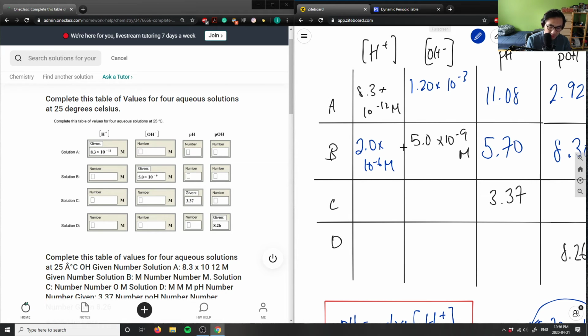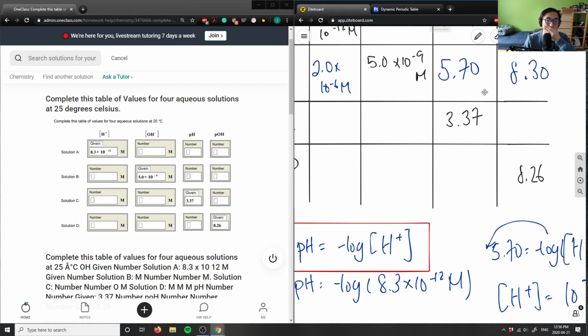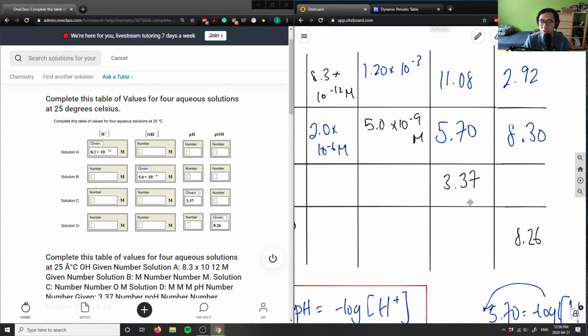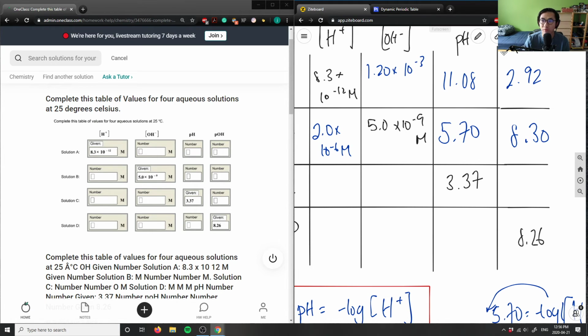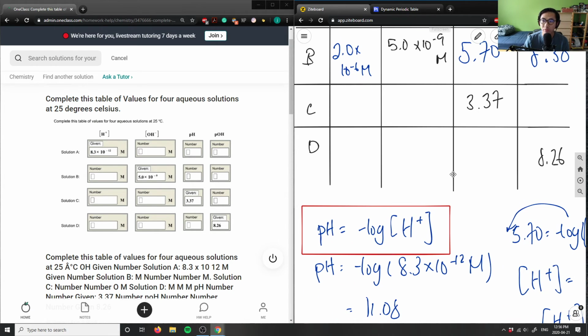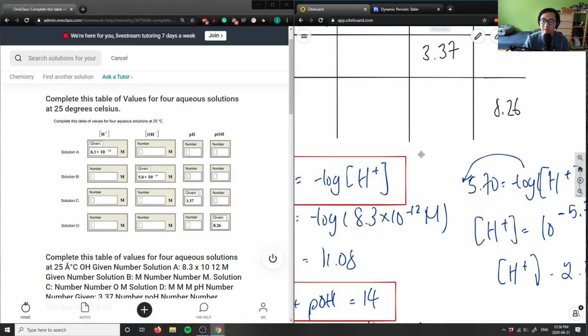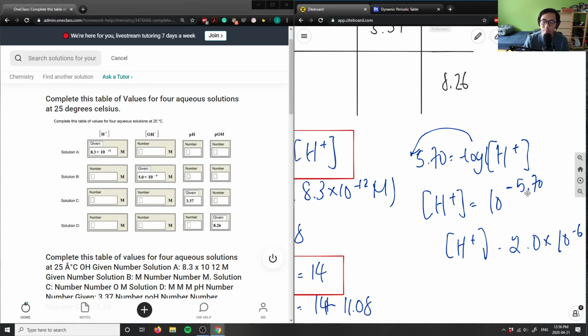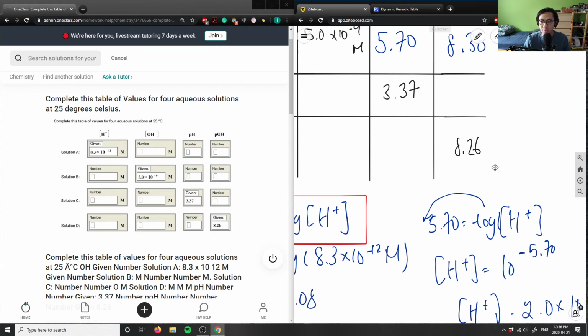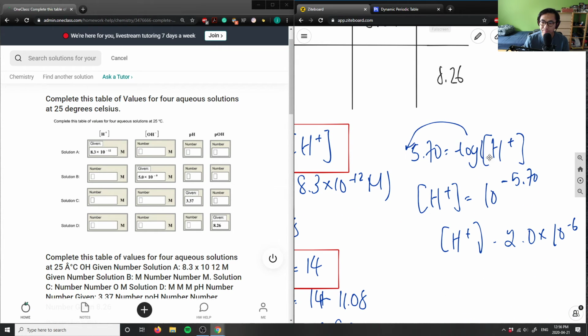Let me just double check something. Yeah, cool. So this here is correct. That's fine. And then all I have to do with solution C again, I'm given my pH, so I can solve for my H plus or my pOH first. It doesn't really matter. Let me solve for my H plus here. Taking 10 to the negative pH here would give me my solution, right?